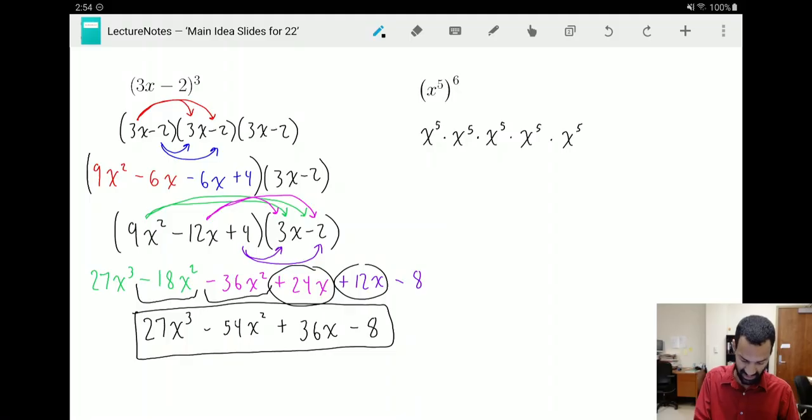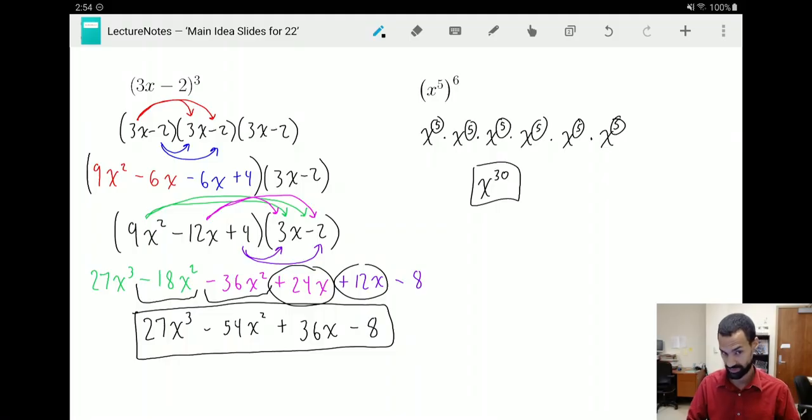Let me do it like this. This is going to be x to the 5 plus 5 is 10, plus 5 is 15, plus 5 is 20, plus 5 is 25, and it turns out we're actually missing one. This should be the 6th power, right? So there's 6 of these. So 25 plus 5 is 30. x to the power of 30.